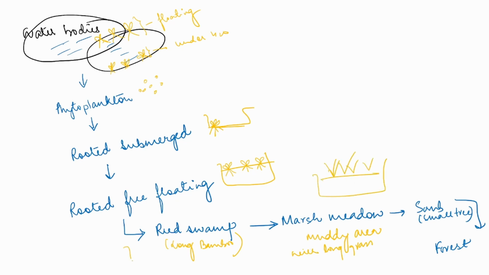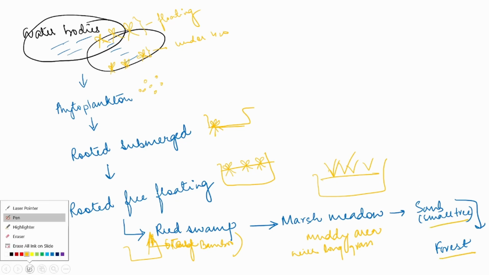Like this, and here you will see long, tall plants, right? Then develops shrub, small trees, and this will change into forest, right? So these are the development stages that water bodies go through to change into a forest area, right?